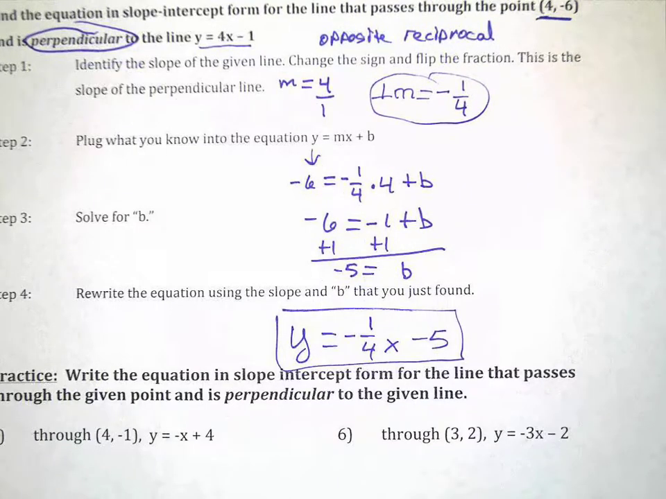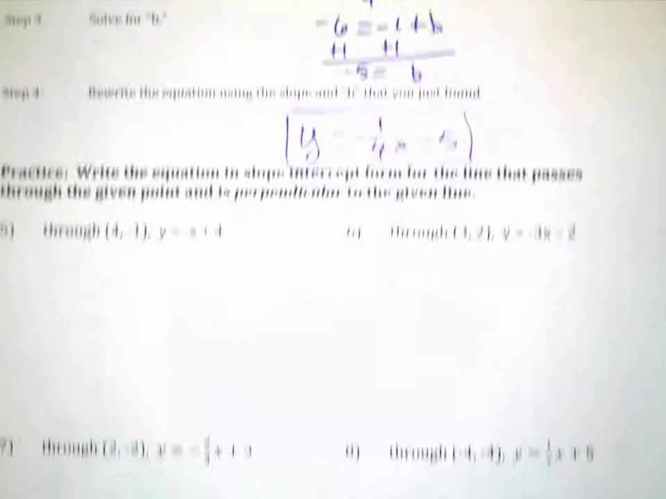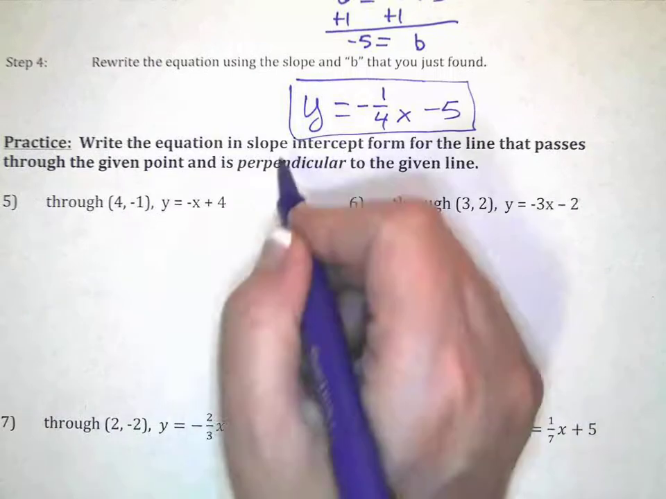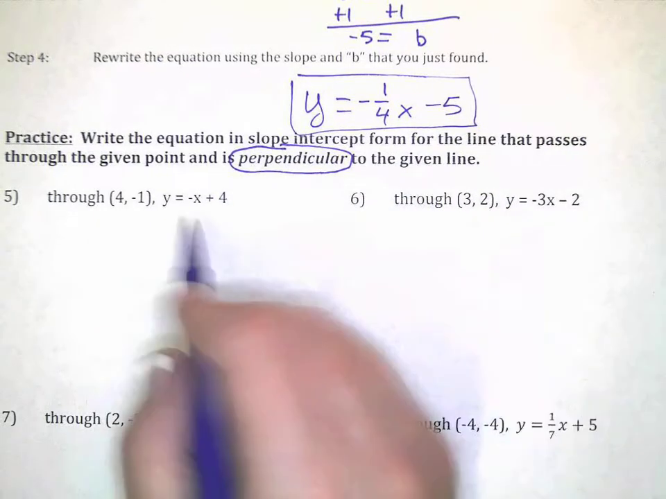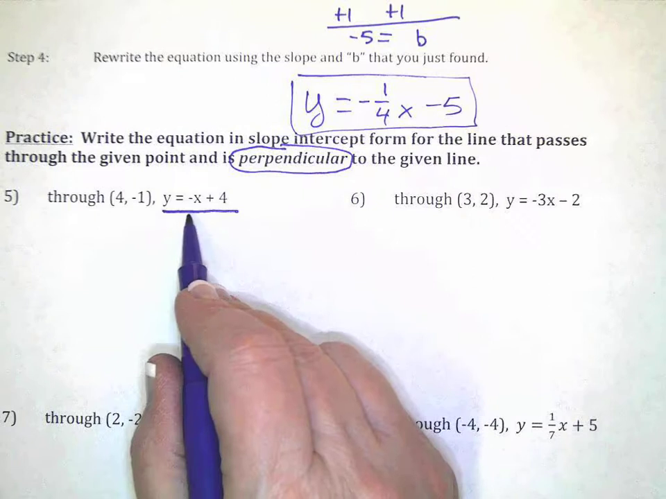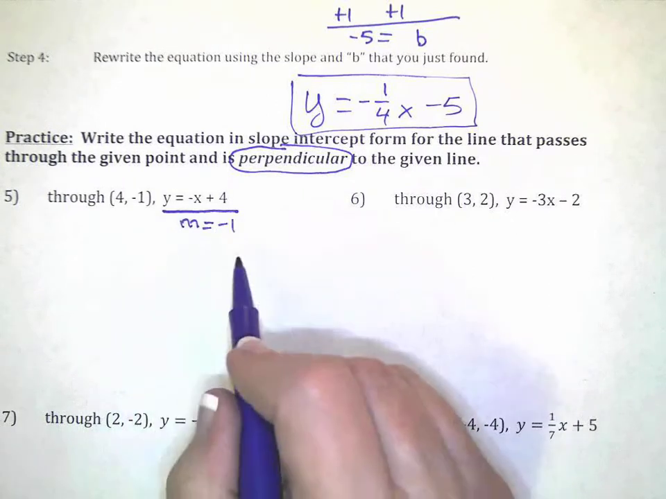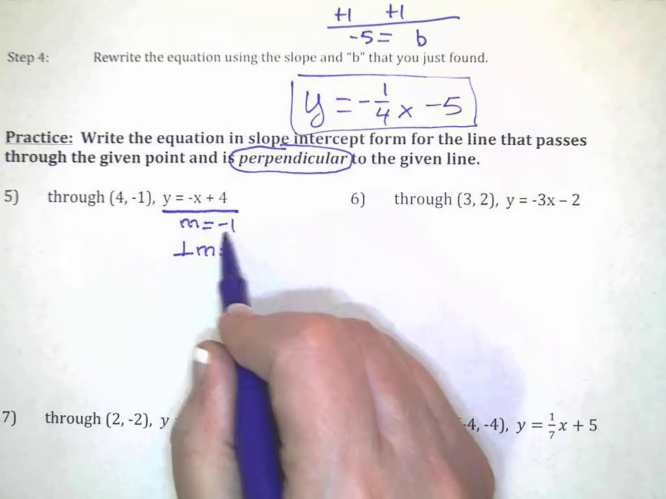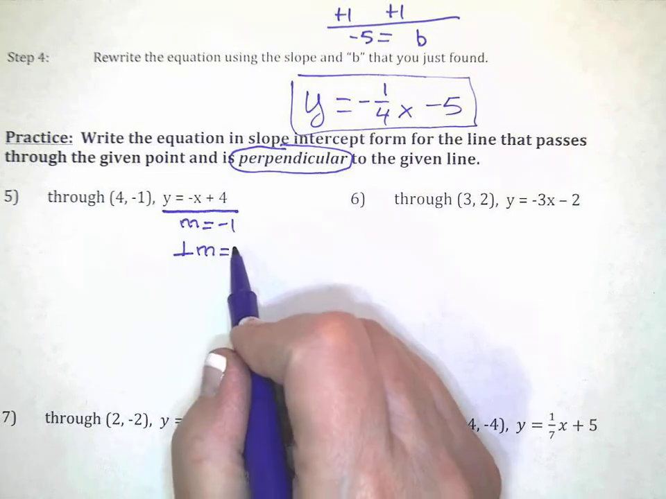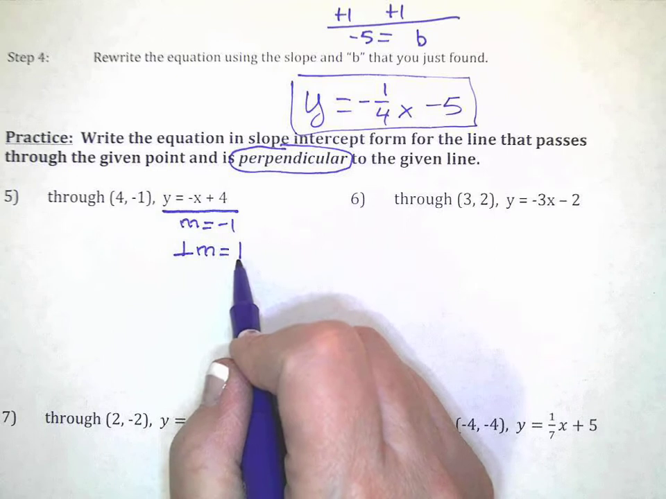All right, let's work through the last 4 problems. Notice in the instructions, we want the perpendicular line. So we pull out this slope of the given line, which is negative 1. Now the perpendicular slope would be the opposite sign, positive, and the reciprocal of 1 is just 1. So perpendicular slope of 1.